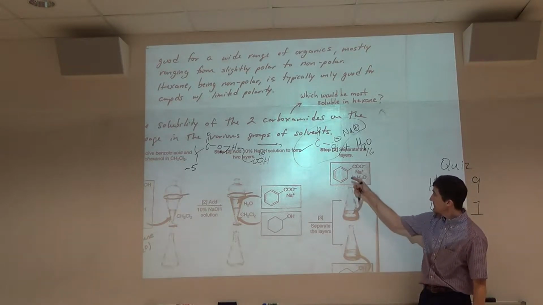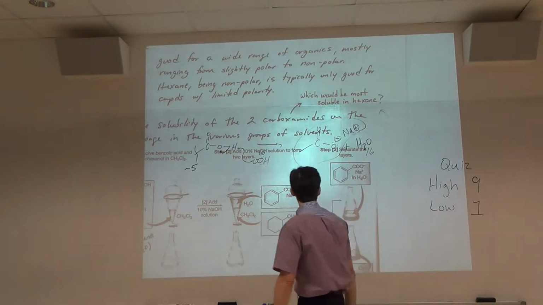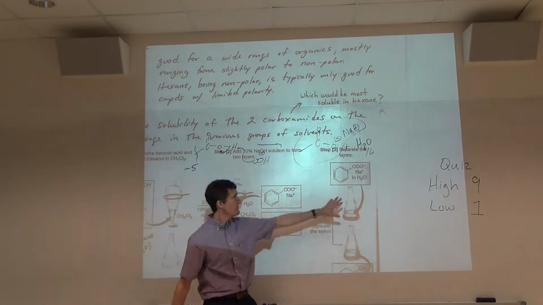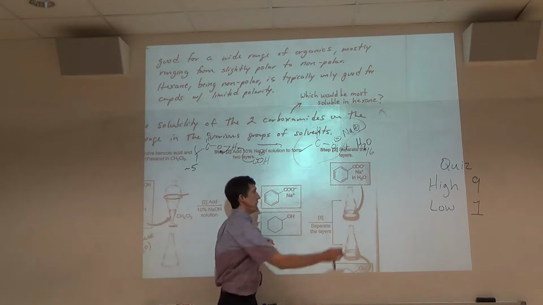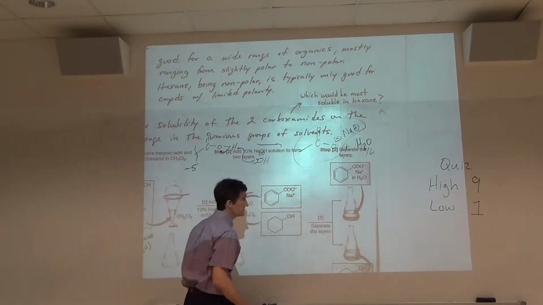Up here, how do you get this back? Well, you could boil off the water. If you boil off the water, it would be in that form there. It'd still be the sodium salt. It's not going to all of a sudden become that again. How are we going to get the H back on?